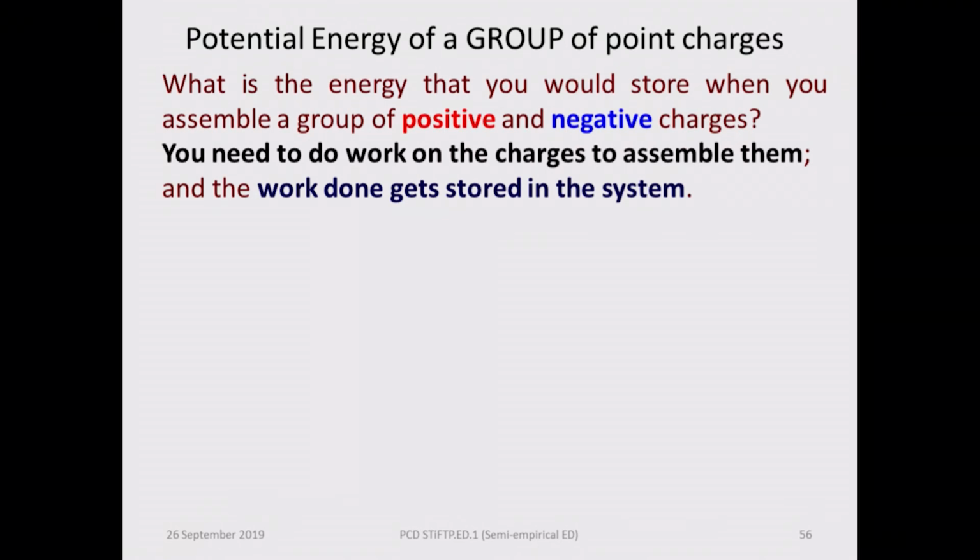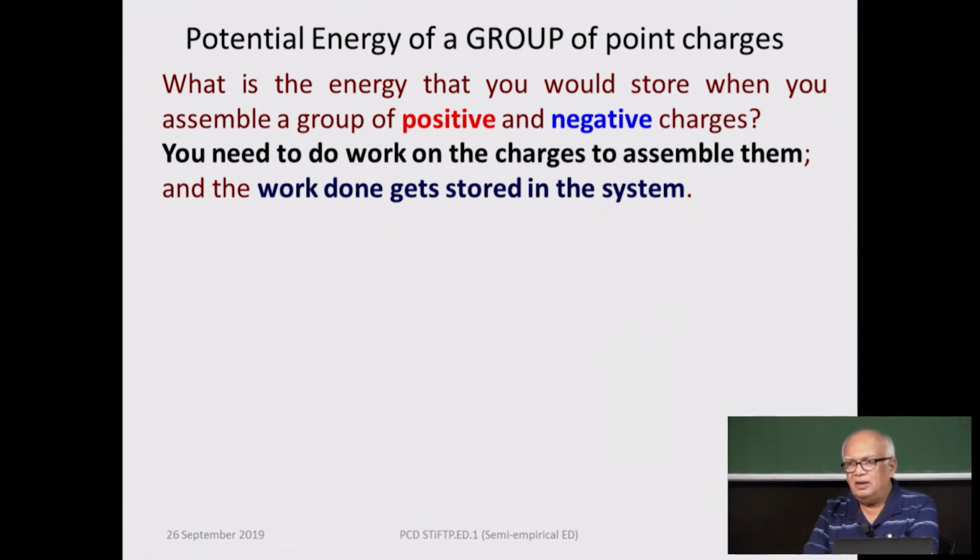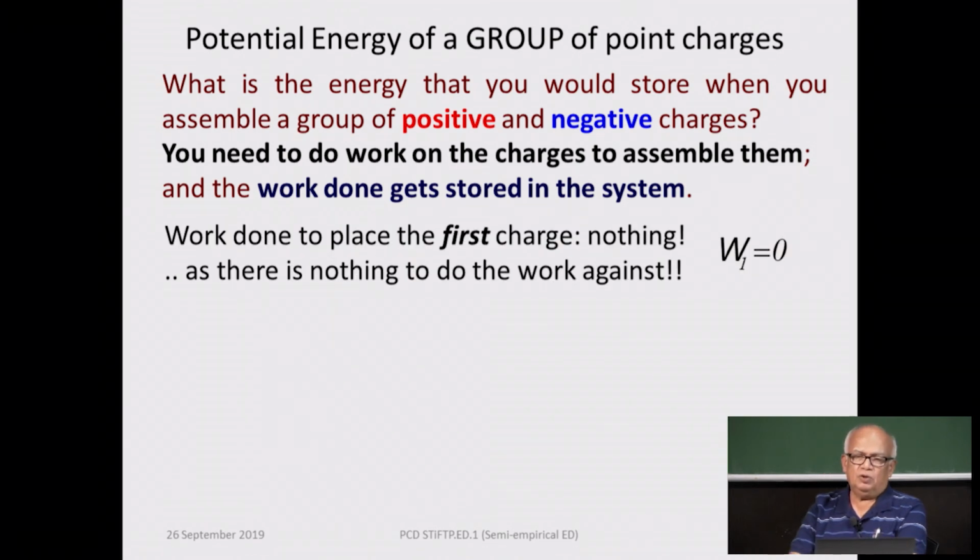So, if you are now assembling a number of charges, and these are discrete charges, then you have to add them up, keeping track of the sign, because the work done on positive charge and negative charge will be exactly opposite. Okay? So, to get the first charge, you do not have to do any work, because work has to be done against what? There is nothing there.